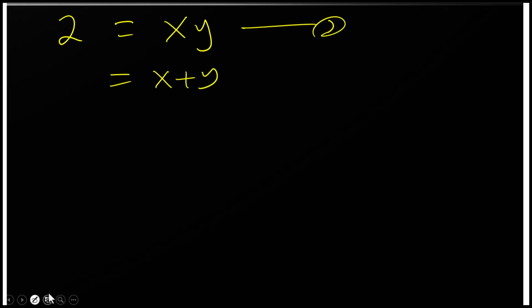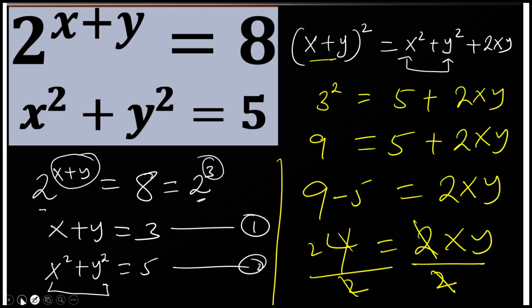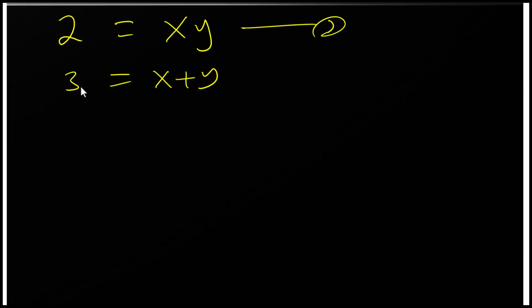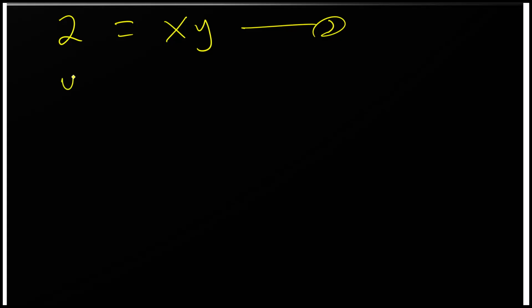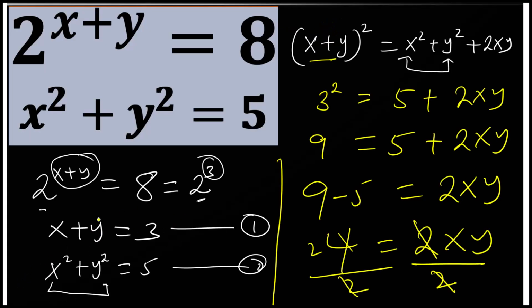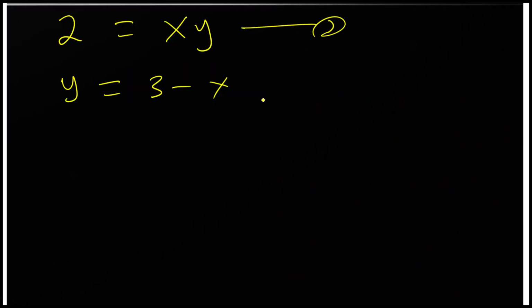Alright, so x plus y is also 3. That is equation 1. So from equation 1, that is x plus y is equal to 3, let's make y the subject. So y is the same as 3 minus x. Okay, so y equals 3 minus x. So let's call this one the fourth equation. So we can plug in y here.